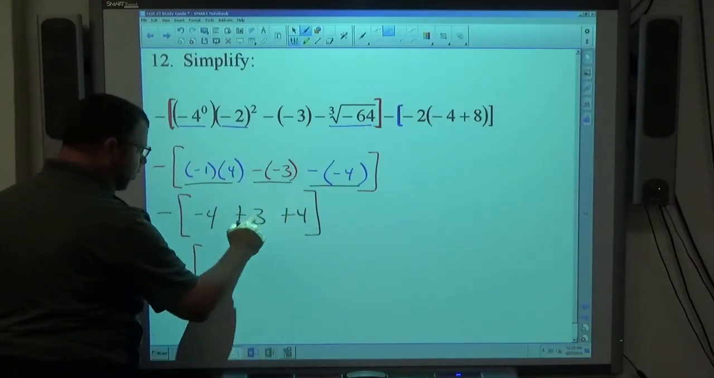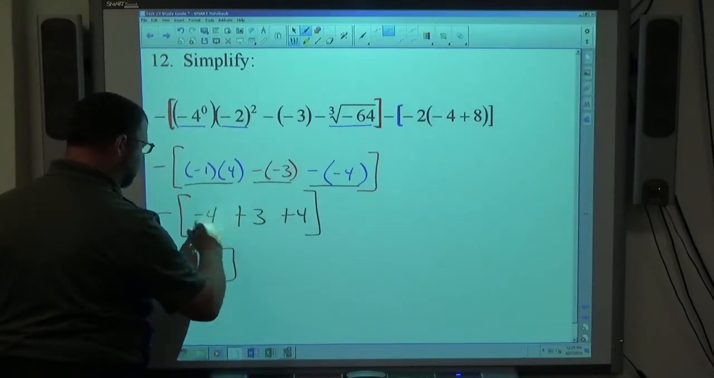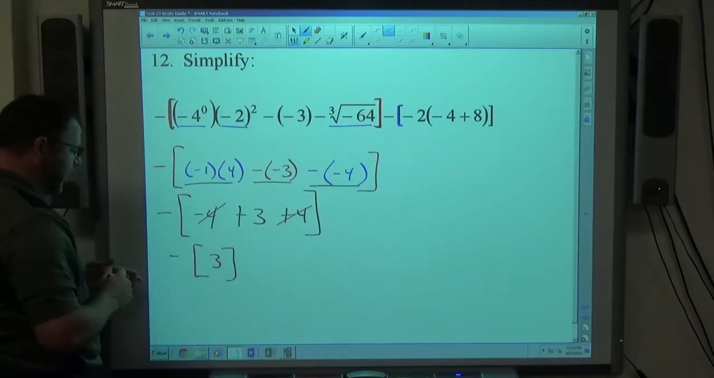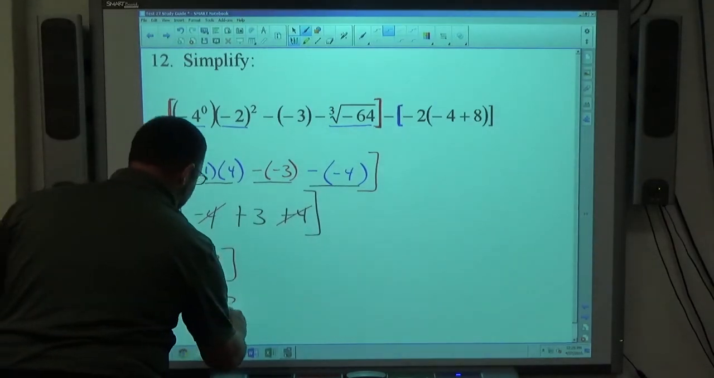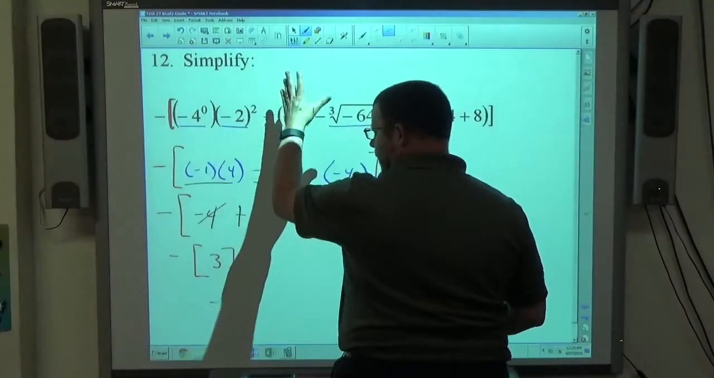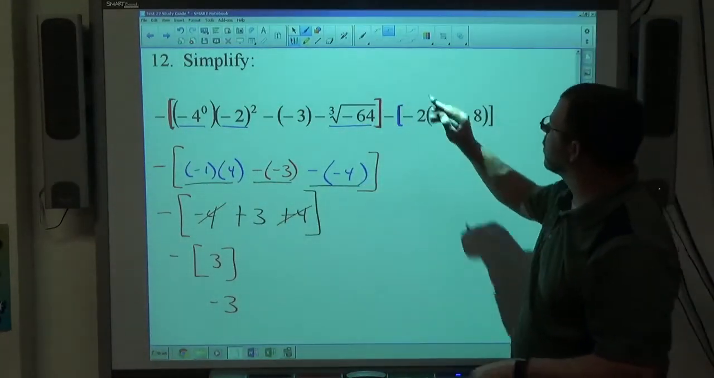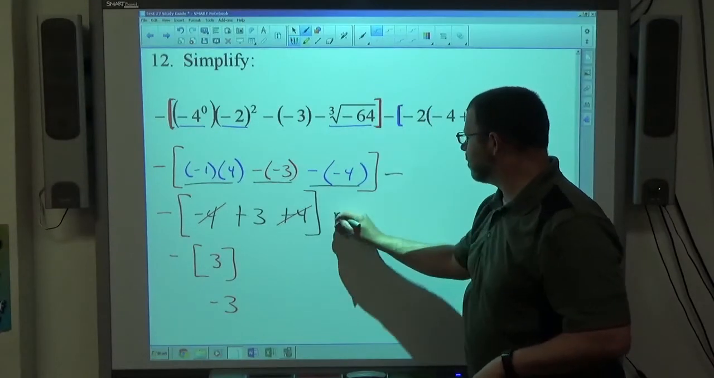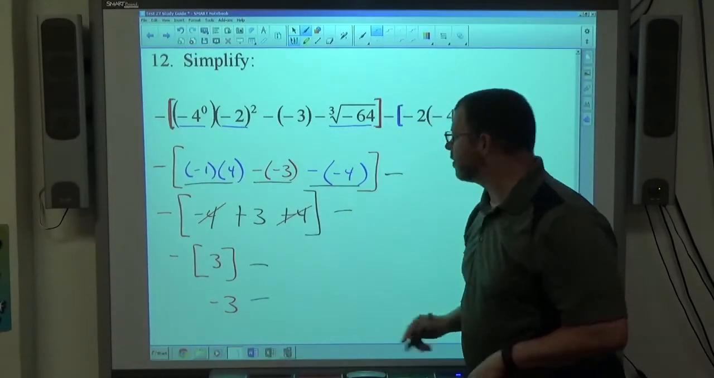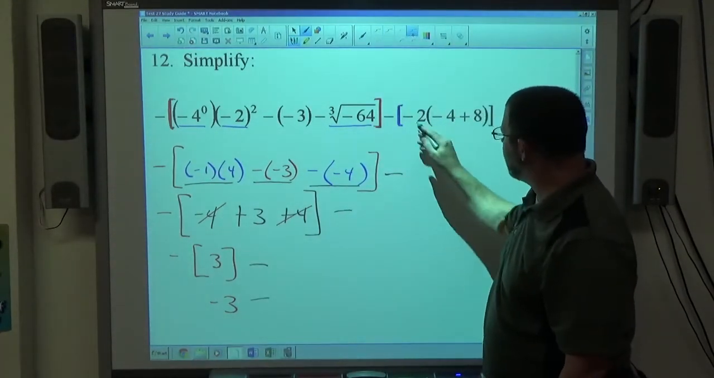Negative 4 plus 3 is equal to 3. The negative and positive 4 cancel, even the 3. And then minus 3 is just minus 3. So all this stuff here became minus 3. Kind of did it in pieces, worked it out as I went. There's a minus sign here, there's a minus sign here, there's a minus sign here. So at this point I want to work out the blue bracket.